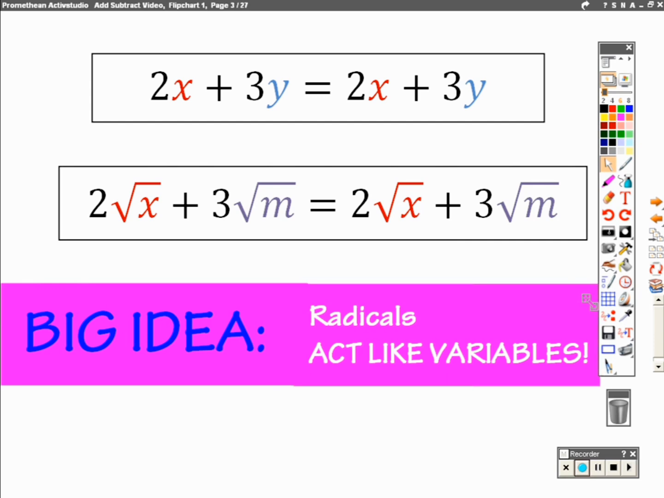Which leads me to my very big idea. You see, radicals act like variables. So if you can add the variables, you do, and keep the coefficients. If you can add the radicals, you do. Same thing, and the coefficients play with each other.